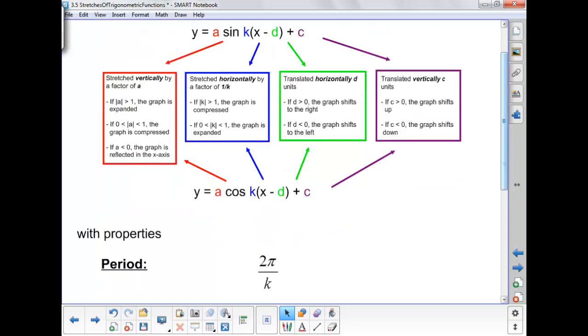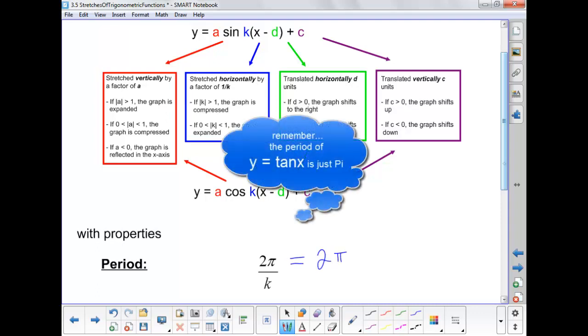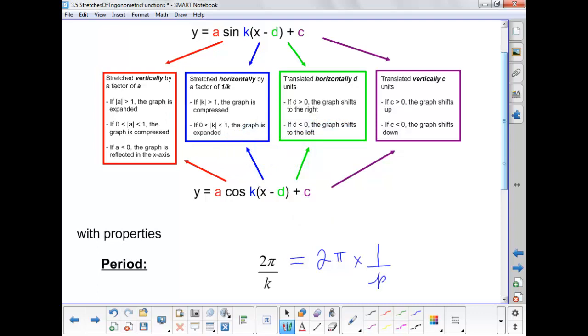We can use the k value from the equation to help us determine what the period of the function is going to be. If I wanted to calculate the period and I had the equation of a function, I can just take the k value and divide it into 2 pi. The reason this works is that it takes the period of a base trig graph. If it's sine or cosine, the base function has a period of 2 pi, and you're really just multiplying it by 1 over k, which is the horizontal stretch factor.